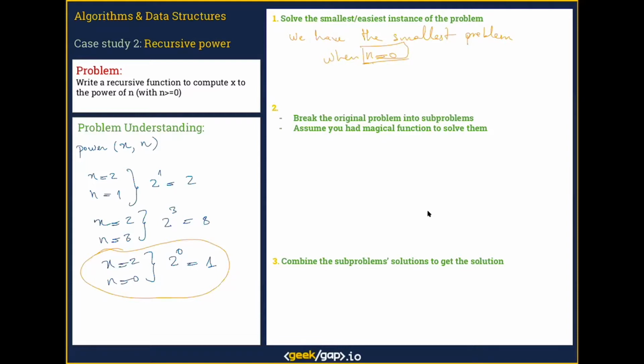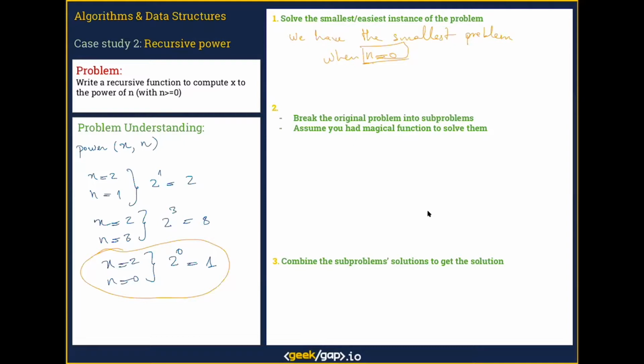Now, let's break the problem into sub-problems and assume that we had a function to solve those sub-problems. How can we break this? And we're going to see two ways. Let's see first a way that will yield a linear solution. And then we're going to see another approach that gives us a logarithmic solution. But first, the linear solution.